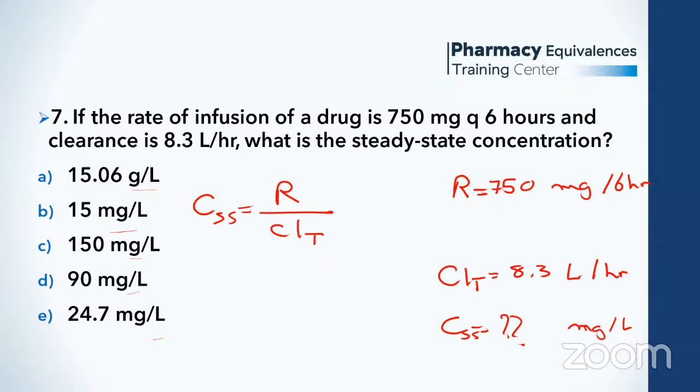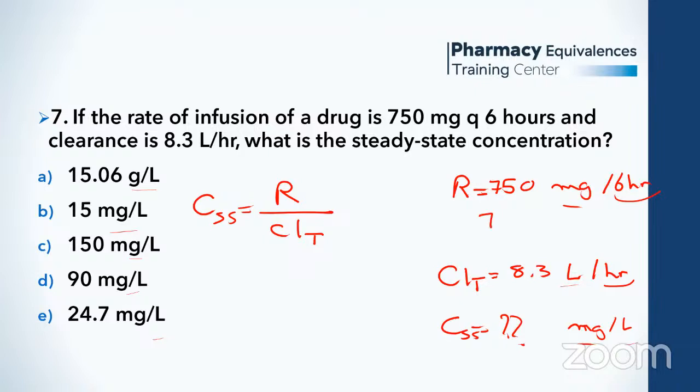We should not do that. Why? The unit of the weight, it's okay. There is no problem. Milligram and milligram. The unit of the volume, also there is no problem. Liter and liter. But the unit of the time here is 6 hours and here 1 hour. You should make them equal to each other. How? You should convert this 750 milligram per 6 hour into how many milligrams per 1 hour.